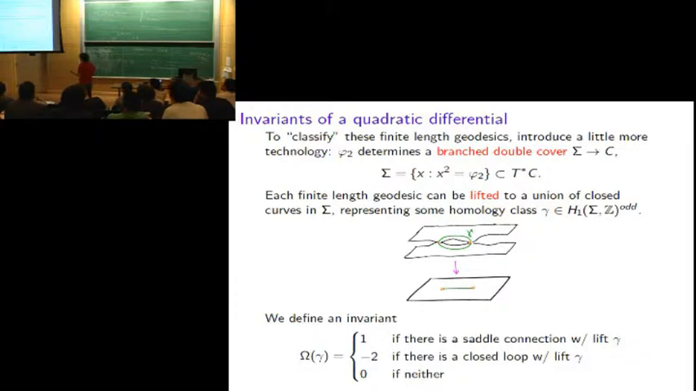Our invariant is going to be really simple. I look in each homology class. And if there's one of these saddle connections that lifts up to my class, then I say the corresponding invariant is 1. So that counts for 1. If I have a closed loop, I can also lift a closed loop up to just the union of its 2 lifts. That's also a closed thing on the cover. And that counts -2. And if I don't have either one of those things, then I count 0. And that's it. That's my invariant. It's an invariant attached to a surface and a quadratic differential.